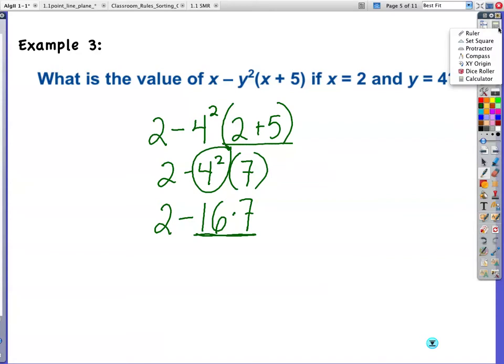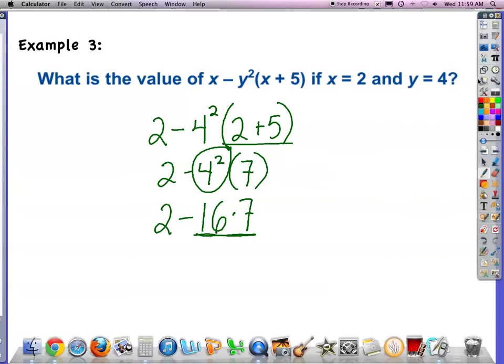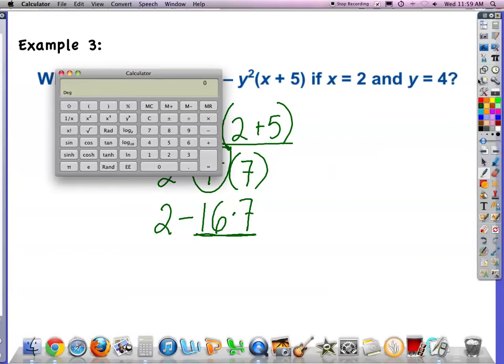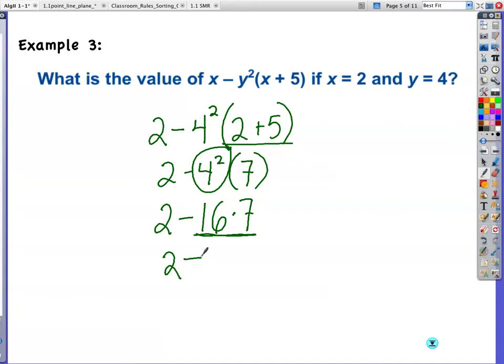I need to figure out what this part is. So on my calculator, I'm going to have 16 times 7, 112. So I have 2 minus 112. All right, and then I can calculate that again, and I'm going to get negative 110.